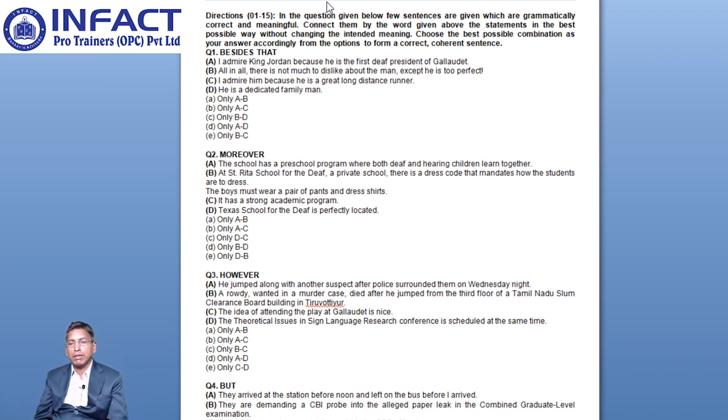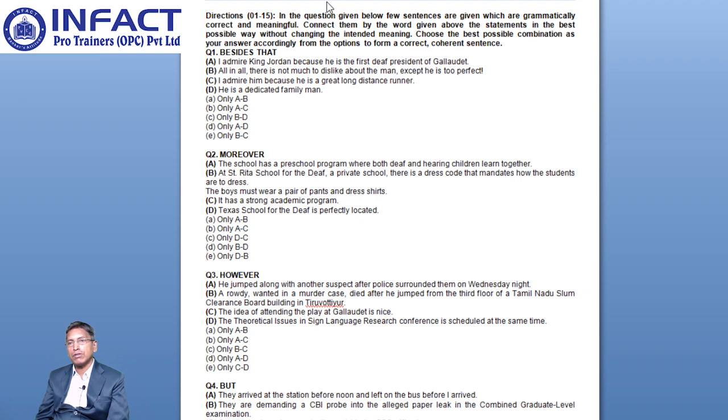Let us move to question number 1. Besides that, you have 4 options. Option A, I admire King Jordan because he is the first deaf president of Gallaudet. All in all, there is not much to dislike about the man, except he is too perfect. I admire him because he is a great long distance runner. And last but not the least, he is a dedicated family man.